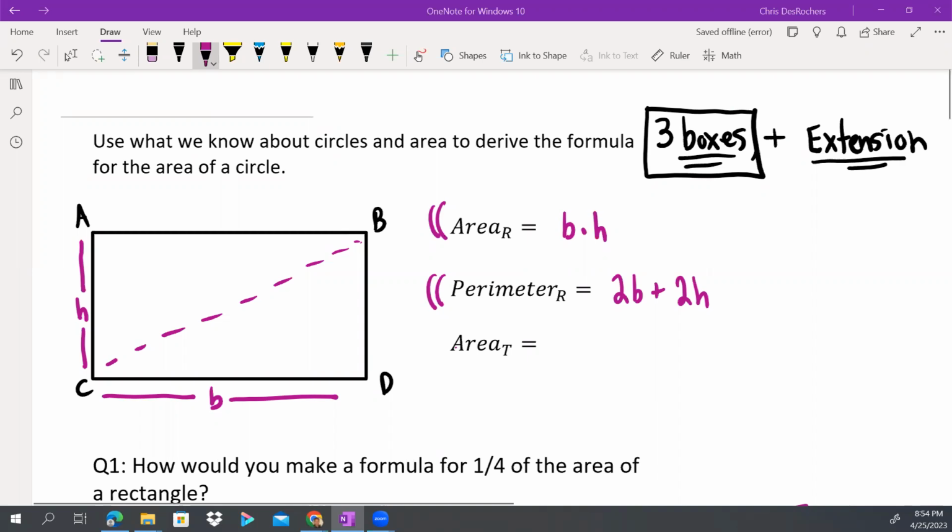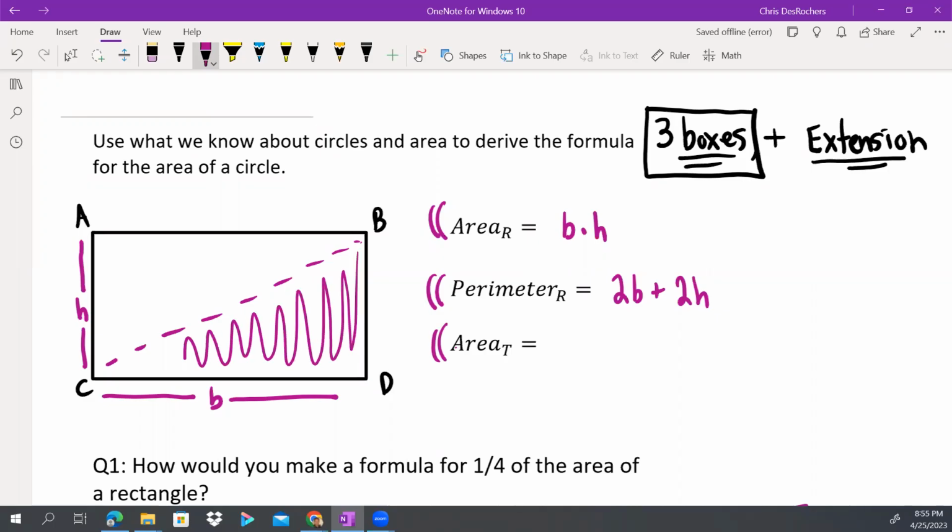And now let's look at what the area of a triangle would be. So we have a line right here bisecting the rectangle, and half of the rectangle I just filled in, and so that half area is going to be 1/2 of the base times the height. Now, how would you make a formula for 1/4 of the area of a rectangle?